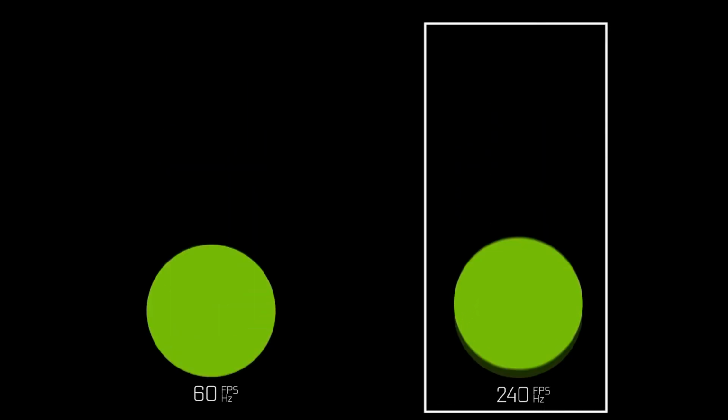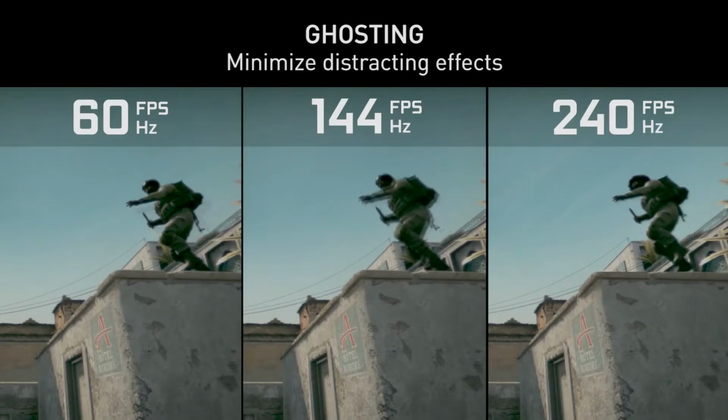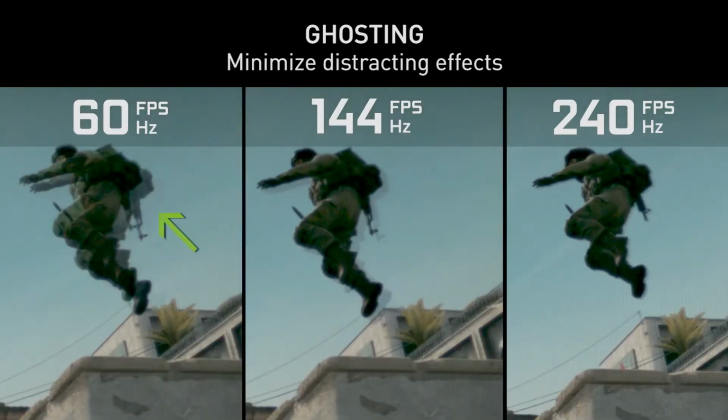So remember that it is kind of more important to have a higher FPS computer than it is to have a high refresh rate monitor. But if you do have a high FPS computer, go and get yourself a fast monitor so that you can enjoy the full power of what that computer is delivering.